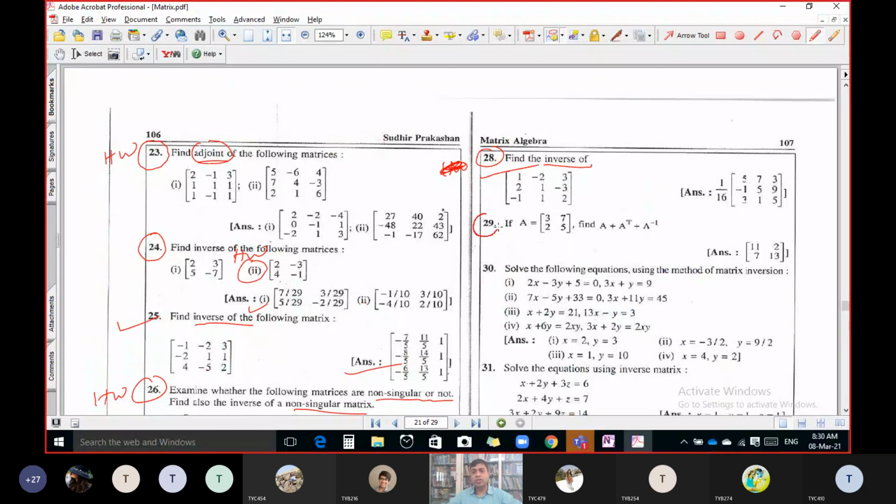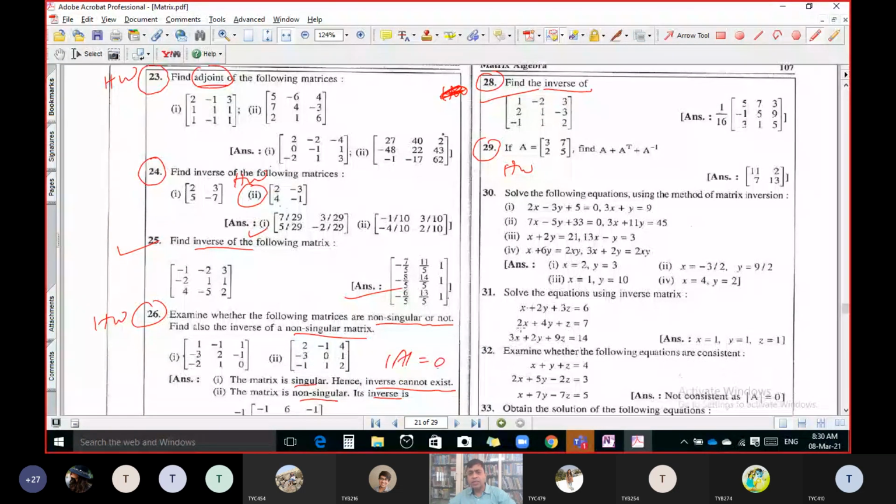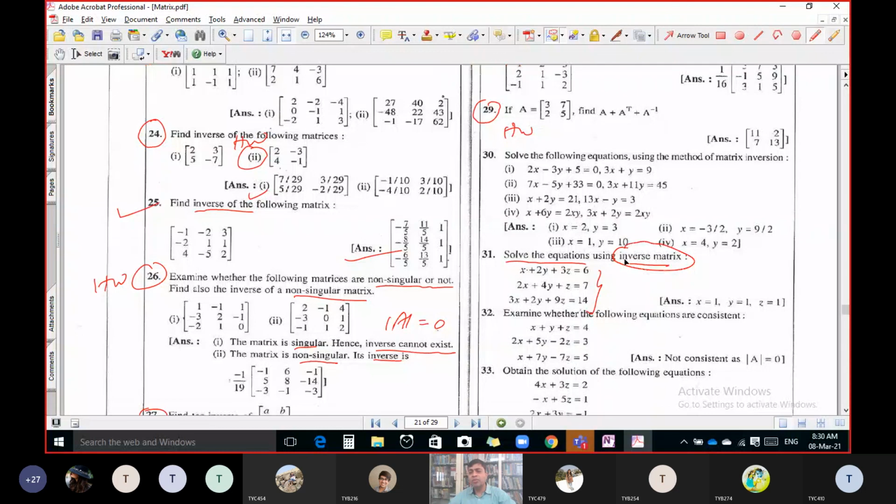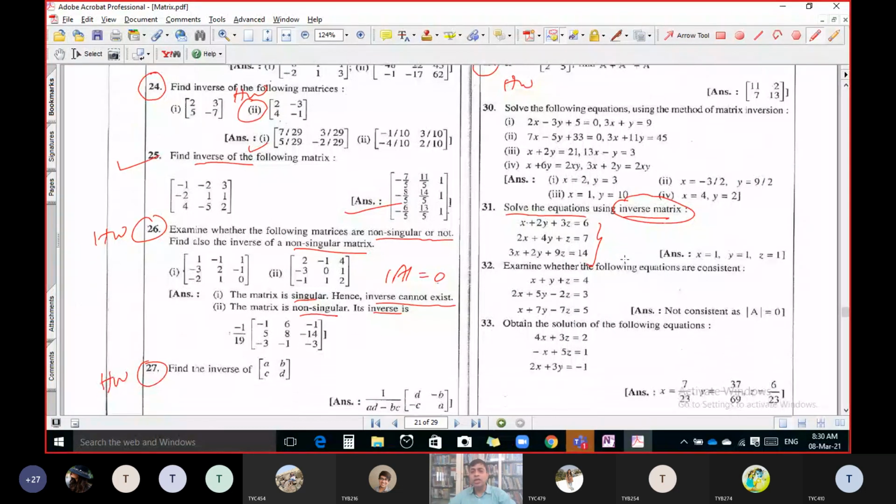Now try to solve this question as homework. In the next lecture we will discuss this type of question, meaning using the inverse matrix to solve equations. We have three equations, and to find the answer of these equations, how the inverse of a matrix is useful, that we will discuss in our next lecture.